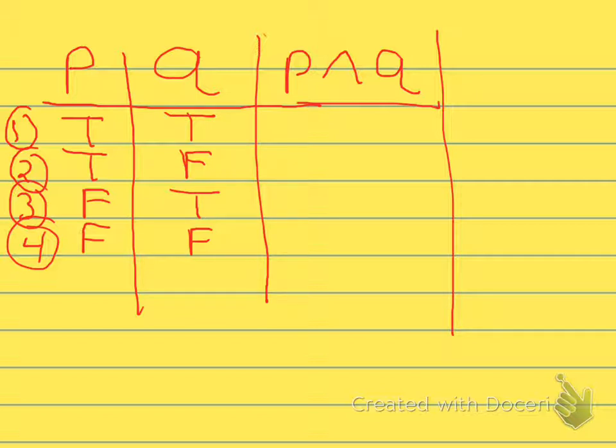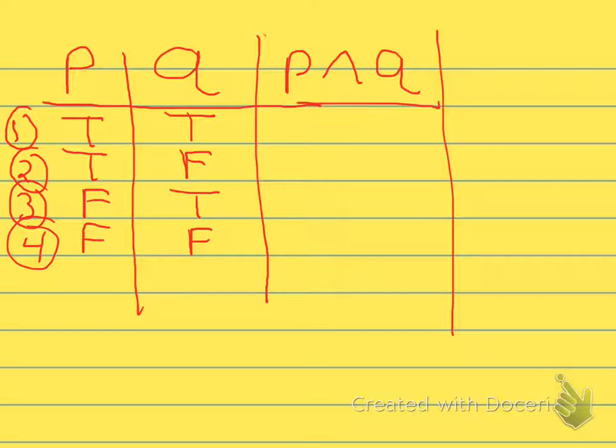I mean, if you promised in the morning that you will mow the yard and you will do the dishes, and when your mom and dad came home, you had done both or done neither, would you have kept your promise? So let's look at each individual case. In line 1, I put a T under both P and Q. That means it's true that you did mow the yard and you did do the dishes.